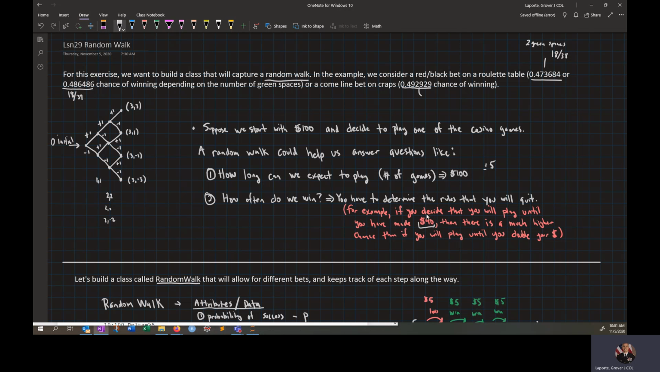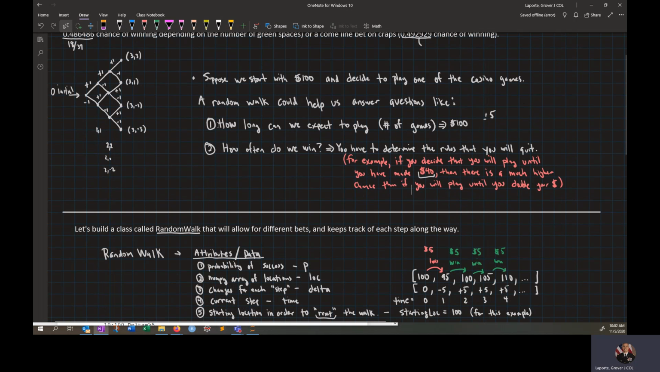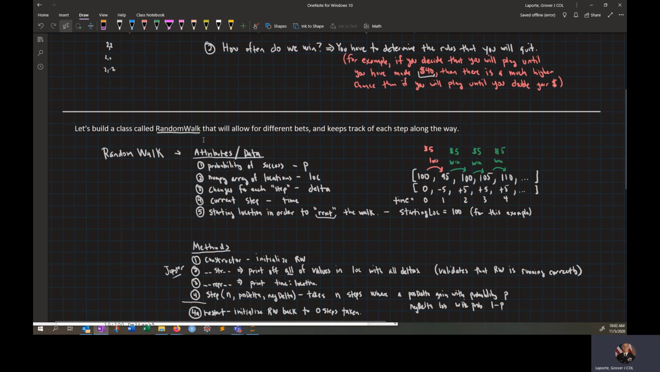Obviously, if you set your target smaller than what you're starting off with, you'll have a better chance of getting to that number than of trying to double your money. If you go with doubling, you're probably not going to make it. It's going to be harder to win, especially if you're playing one of these red or black games. So with all that being said, these are the kind of questions that you can answer with a random walk class.